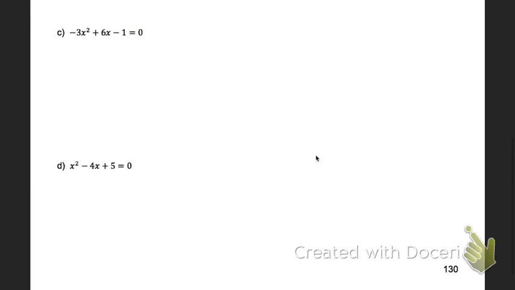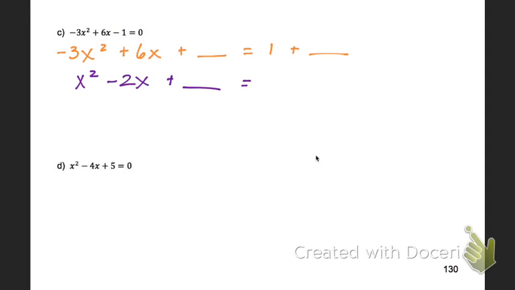Okay, let's go to C. What's my first step? Do the blank thing. Yes. So I have negative 3x squared plus 6x plus blank equals 1 plus blank. What's a problem that I see? There's a negative 3 on x squared. I've got to divide everything by negative 3. So x squared, what does the next term become? Negative 2x plus blank equals negative 1 over 3 plus blank. Okay, I want you to try the rest of it.